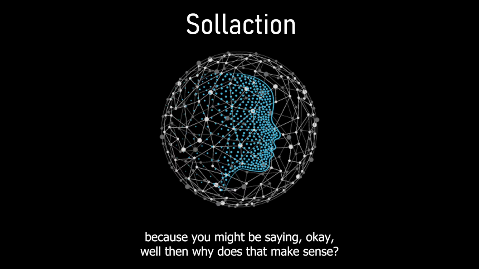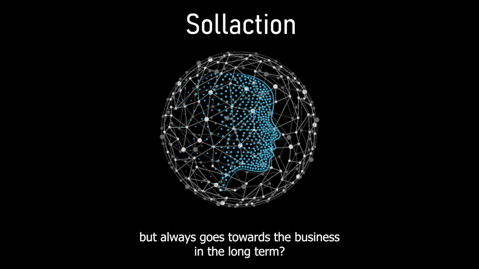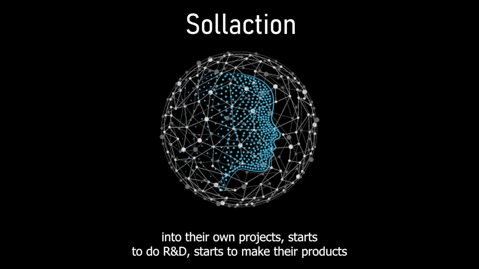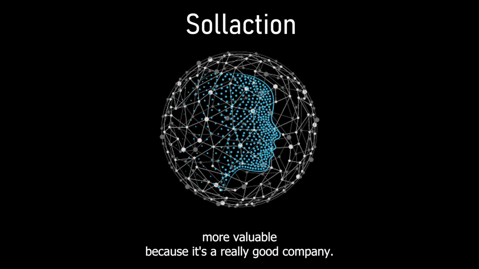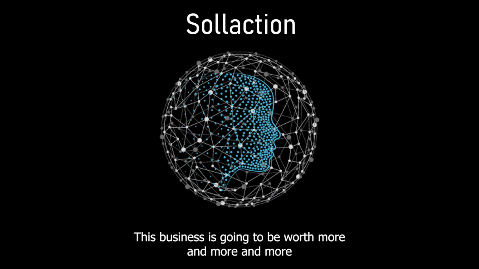But in the long term, right? Because you might be saying, okay, but then why does that make sense? How does the stock only show that in the short term, but always go towards the business value in the long term? Well, that's because the business starts to reinvest capital into their own projects, starts to do R&D, starts to make their products more valuable because it's a really good company. That's the point of what you want to invest in. This business is going to be worth more and more and more.